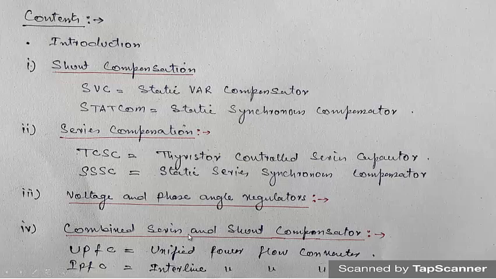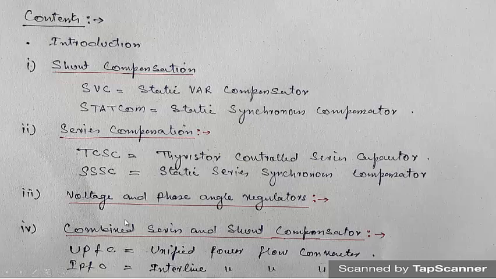And we may have combined series and shunt compensators. We have UPFC, Unified Power Flow Controller, or IPFC, Interline Power Flow Controller. In the Unified Power Flow Controller, we have both STATCOM and SSSC put in the same line. But in IPFC, we have two different SSSCs connected in two different lines, but they are usually coordinated to each other.